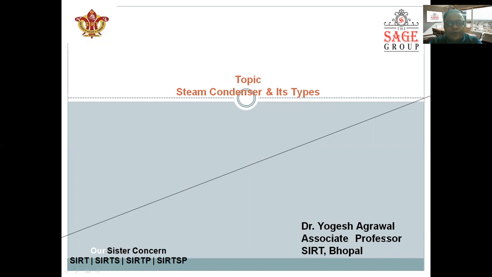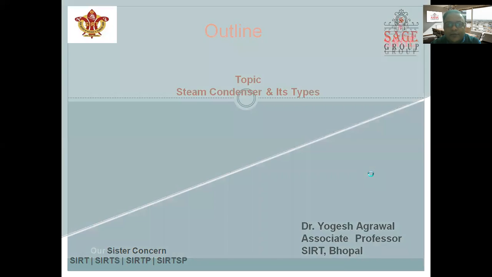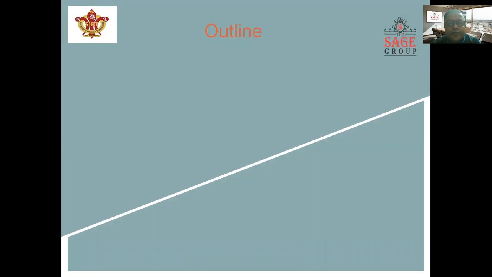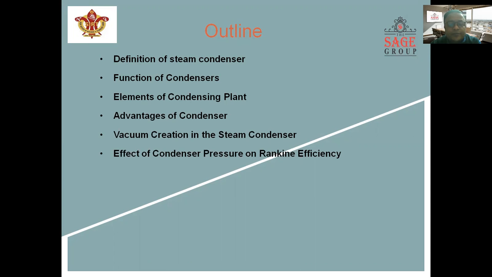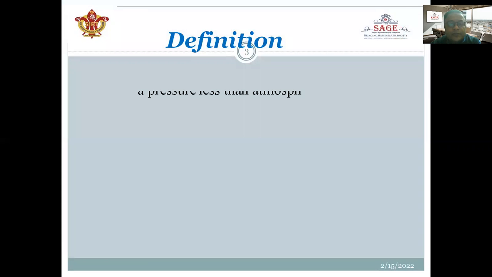Today I will discuss the topic steam condenser and its types. Before going to the main slide, I will discuss the outline: definition of the steam condenser, function of condenser, elements of the condensing plant, advantages of the condenser, vacuum creation in the steam condenser, effect of condenser pressure on the Rankine cycle.